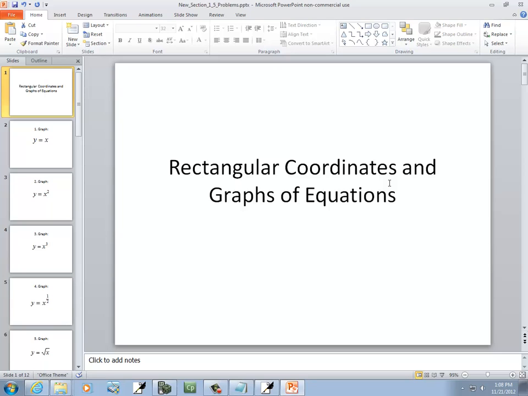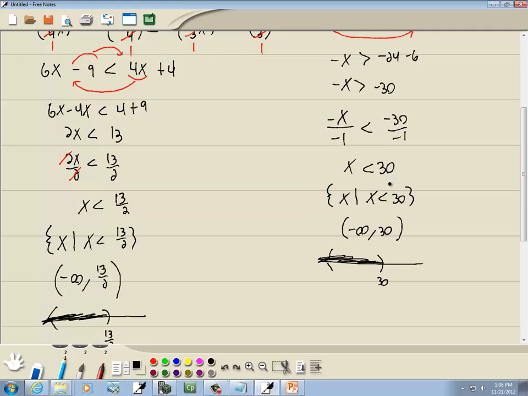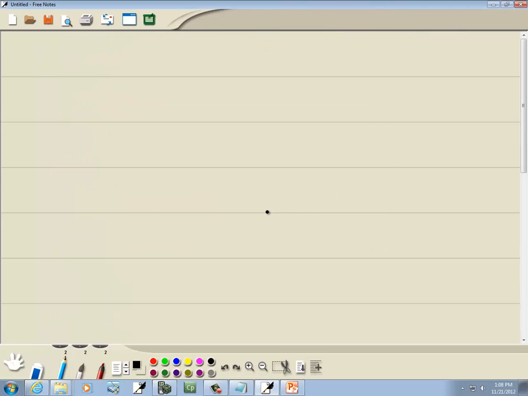Let's take a look at rectangular coordinates and graphs of equations. If you remember the rectangular coordinate system, we have our x-axis and we have our y-axis. Here in the middle is our origin.